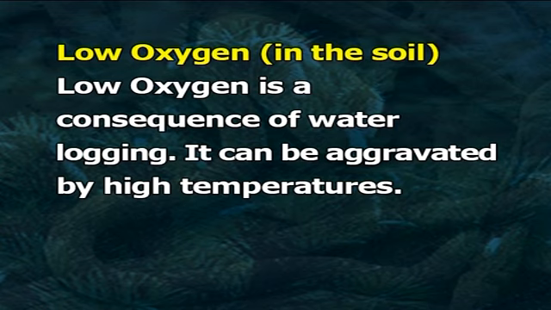Let us see the effect of low oxygen in the soil. Low oxygen is a consequence of waterlogging. It can be aggravated by high temperatures. Low oxygen also occurs in the interior of fruits and tubers when the temperature is high. This situation is more common in storage.